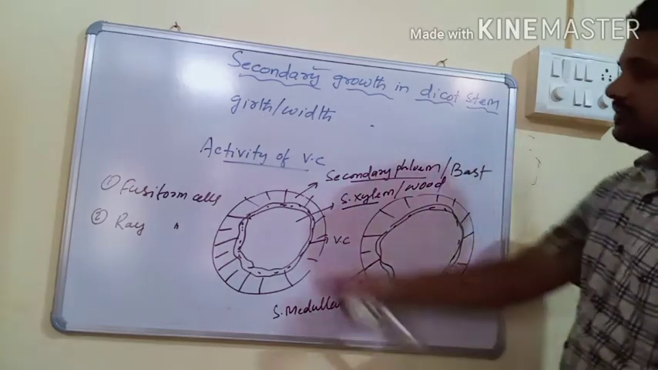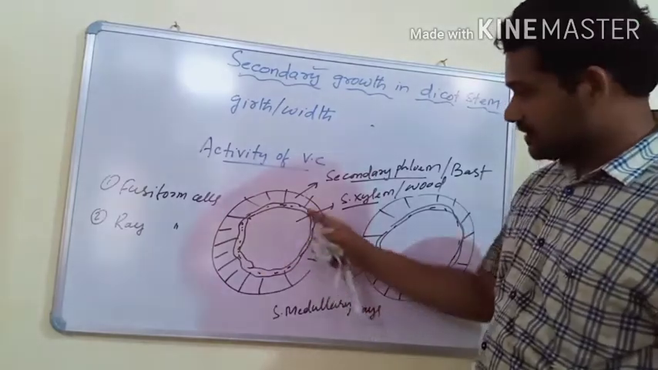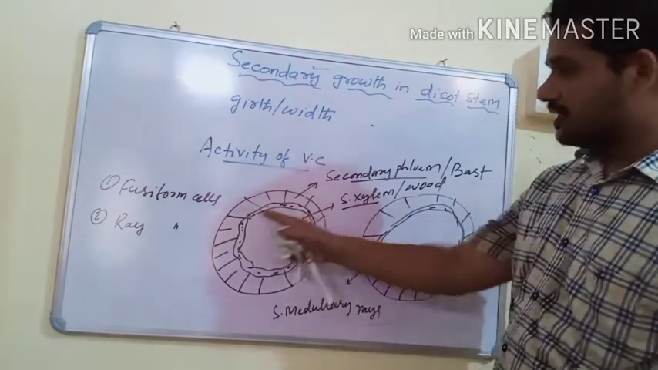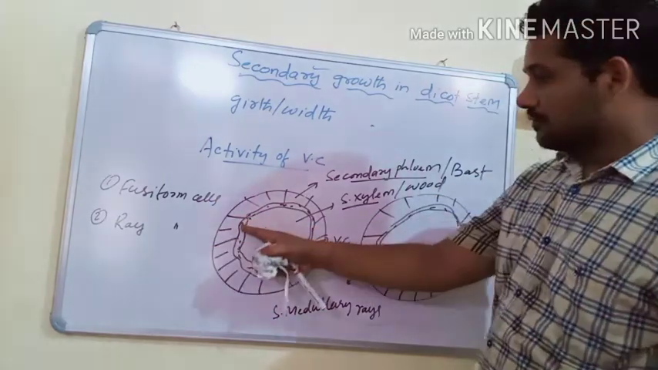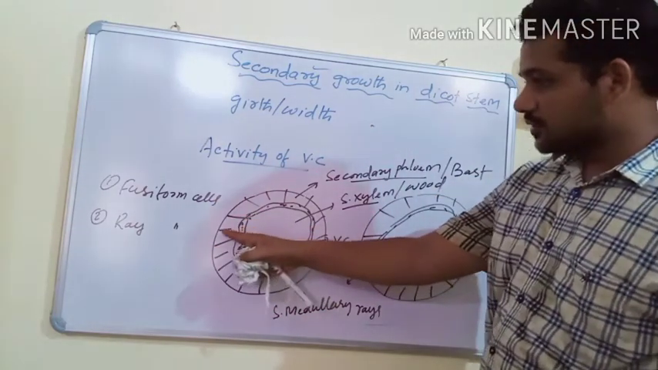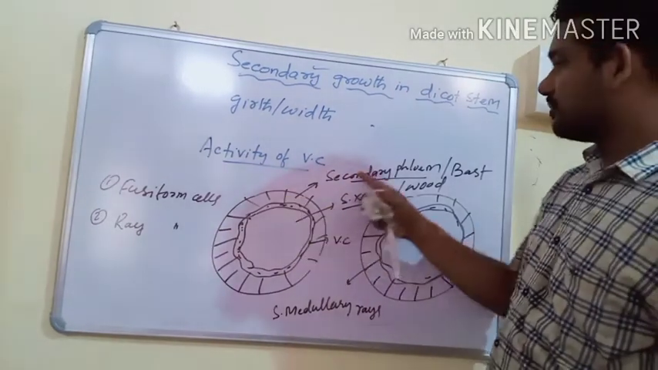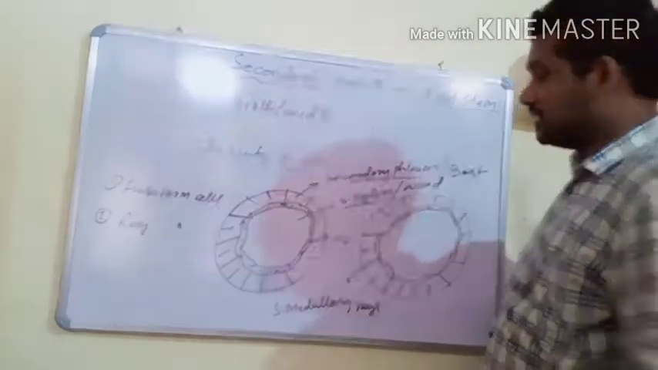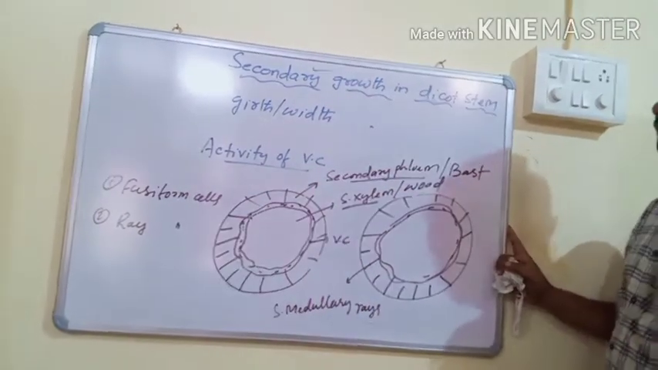The fusiform cells of vascular cambium. So this is the ring of vascular cambium. This vascular cambium has two types of cells: fusiform cells and ray cells. Fusiform cells cut off cells on both the outer side and inner side. The inner part is called secondary xylem and the outer part is called secondary phloem. Secondary phloem is also called bast. Secondary xylem is also called wood.